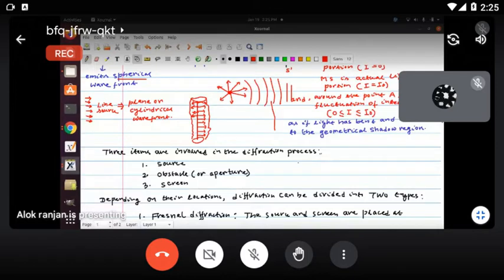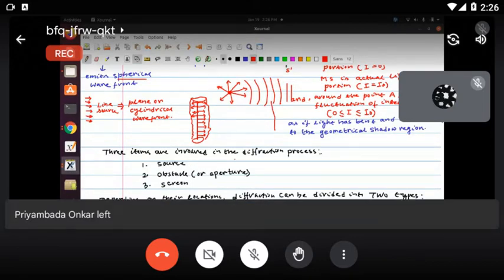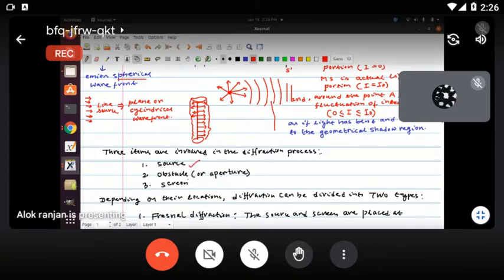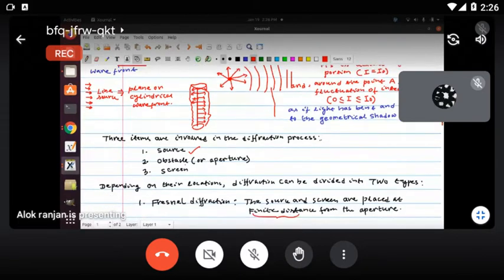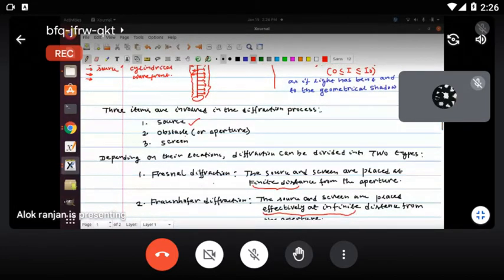Okay, so now what we learned is that three items, or in experimental language three apparatus, are involved in the process of diffraction. One is the source, the second one is the obstacle, also called the aperture, and the third one is called the screen. Then depending on their relative position or location, the diffraction pattern can be divided into two groups. What are they? One is called the Fresnel class of diffraction, and the second one is the Fraunhofer class of diffraction.